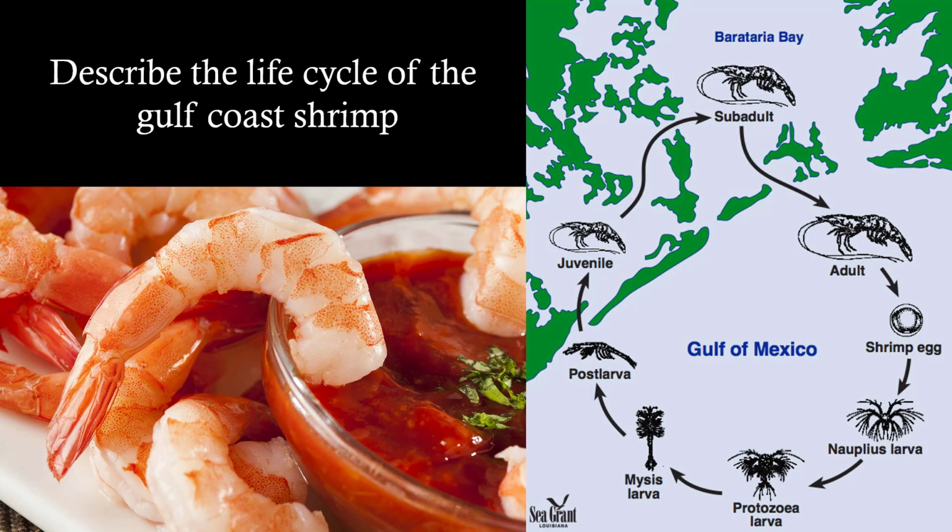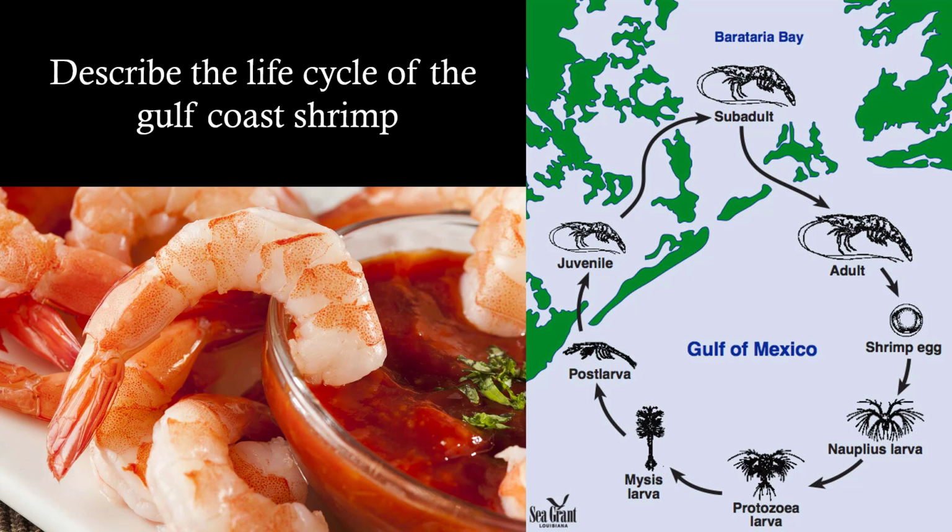The Gulf Coast shrimp is found in the Gulf Coast, not surprisingly, and it starts off as adults, which lay eggs, and then you have 3 different larval stages before they molt into their juvenile stage, which looks a lot like their adults. You have a nauplius larva, and then a protozoea larva, and then a mysis larva. And look at what they look like. They look like nothing. They look like something, but they don't look like shrimp.